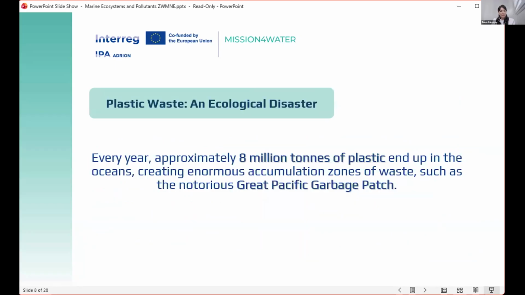Now we'll focus on plastic waste. It's actually an ecological disaster. Some research has shown that every year approximately 8 million tons of plastics end up in the ocean, creating enormous accumulation zones of waste, such as the famous and well-known, as I mentioned already, Great Pacific Garbage Patch. The plastic remains are a serious threat to marine life, as animals can eat them or become trapped in them, and that can even lead to death.